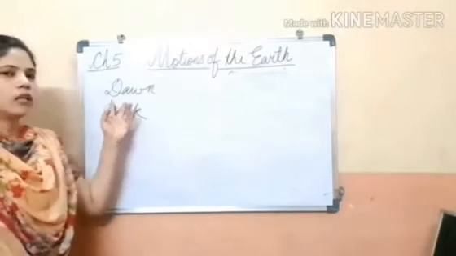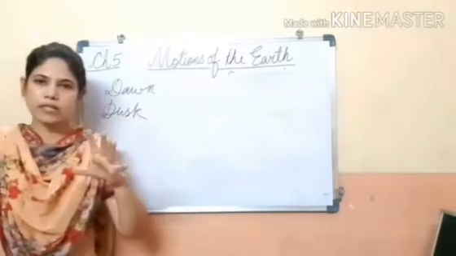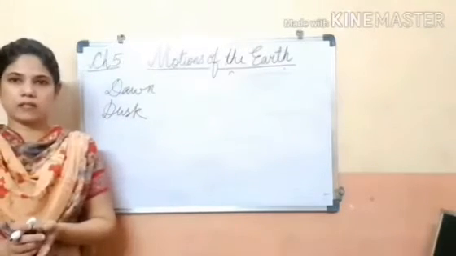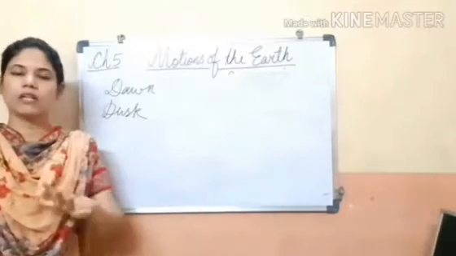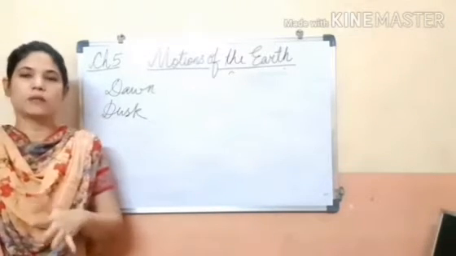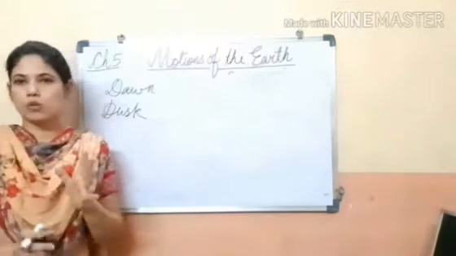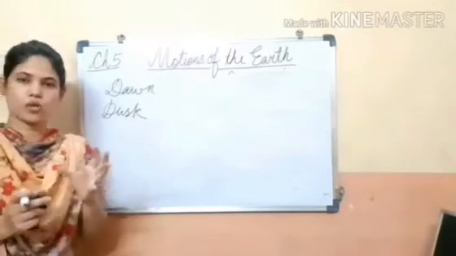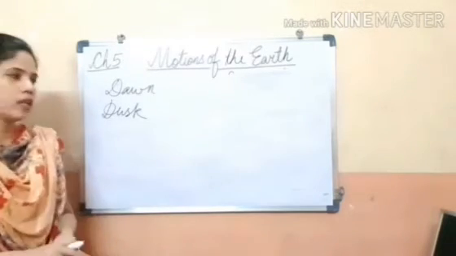What is dawn? Dawn means the end of night and beginning of a day, but before sunrise. And what is dusk? It is the end of sunset and the beginning of the night. The sun sets and the beginning of a night, that time is called dusk. Again, there is light diffusing 2 times, that is the day and night. So that is dusk.